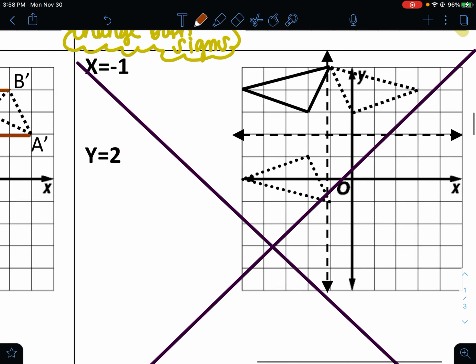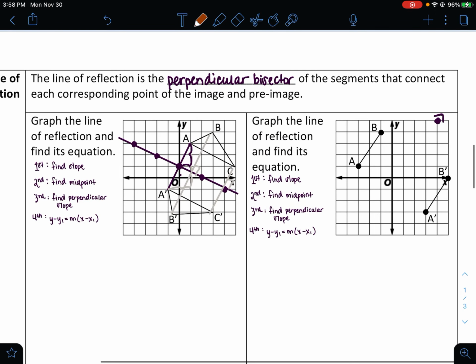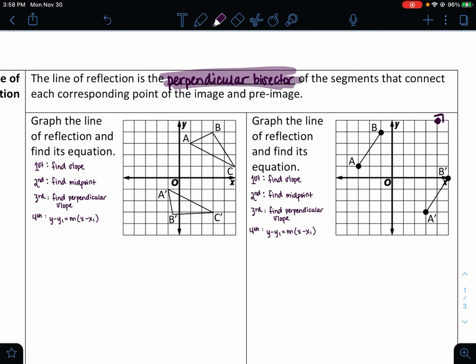All right, we're not going to worry about that one. All right, so now we're talking about the line of reflection and all that that means. Let me erase this so I can redo it. Okay, so the line of reflection is going to be a perpendicular bisector. We did that in the first 6 weeks, perpendicular bisectors. So we're going to have to relearn how to do that.